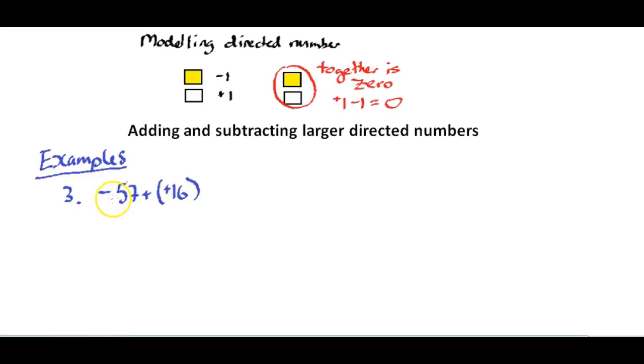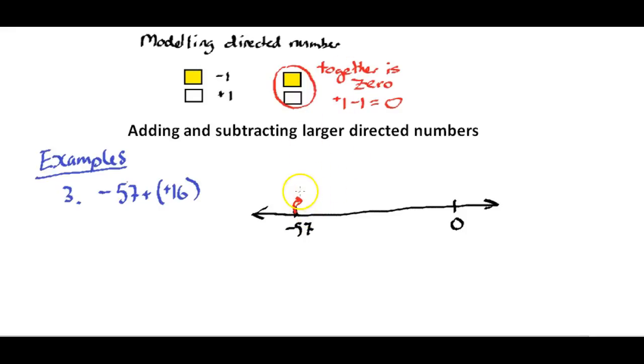In our third example, negative 56 plus positive 16. So we'll draw our number line, put in our first number, negative 57, and 0 is way up here somewhere. Now I'm adding, so I'm going to face the positive direction. And I'm adding a positive number. So I'm going to walk forward. I'm going to walk forward 16.